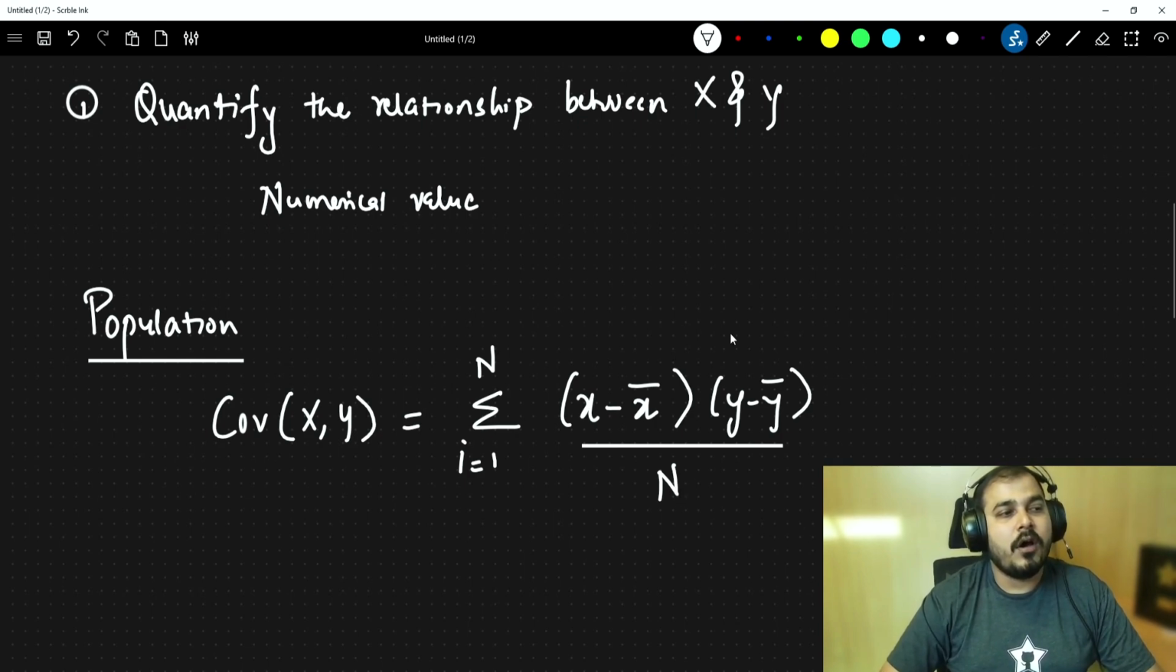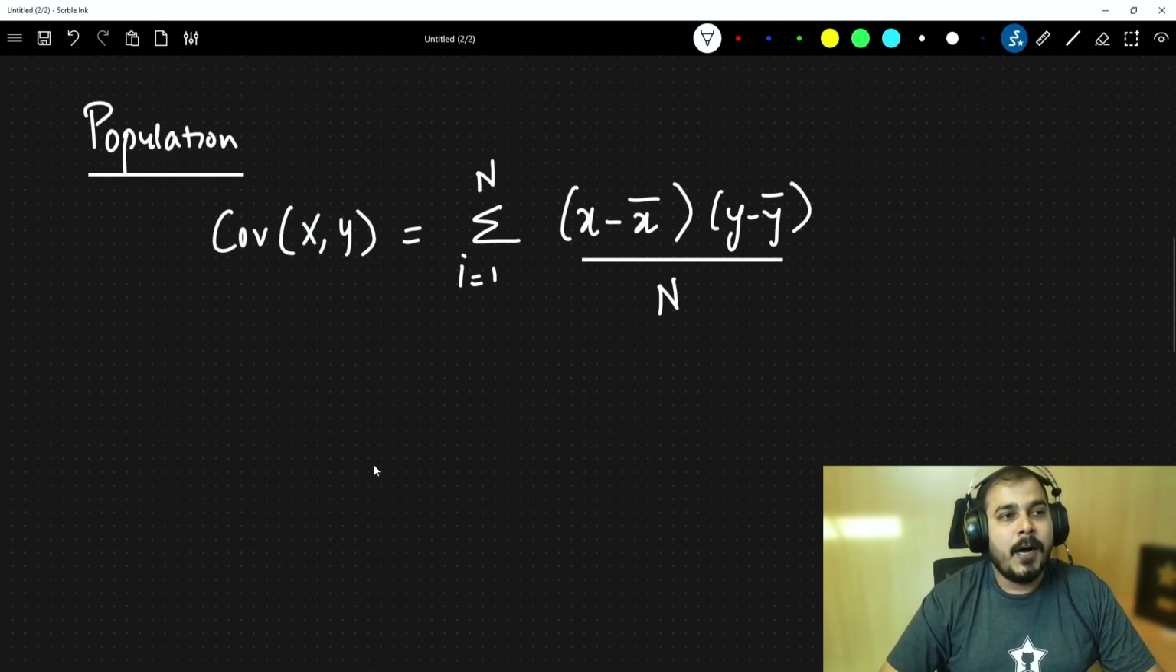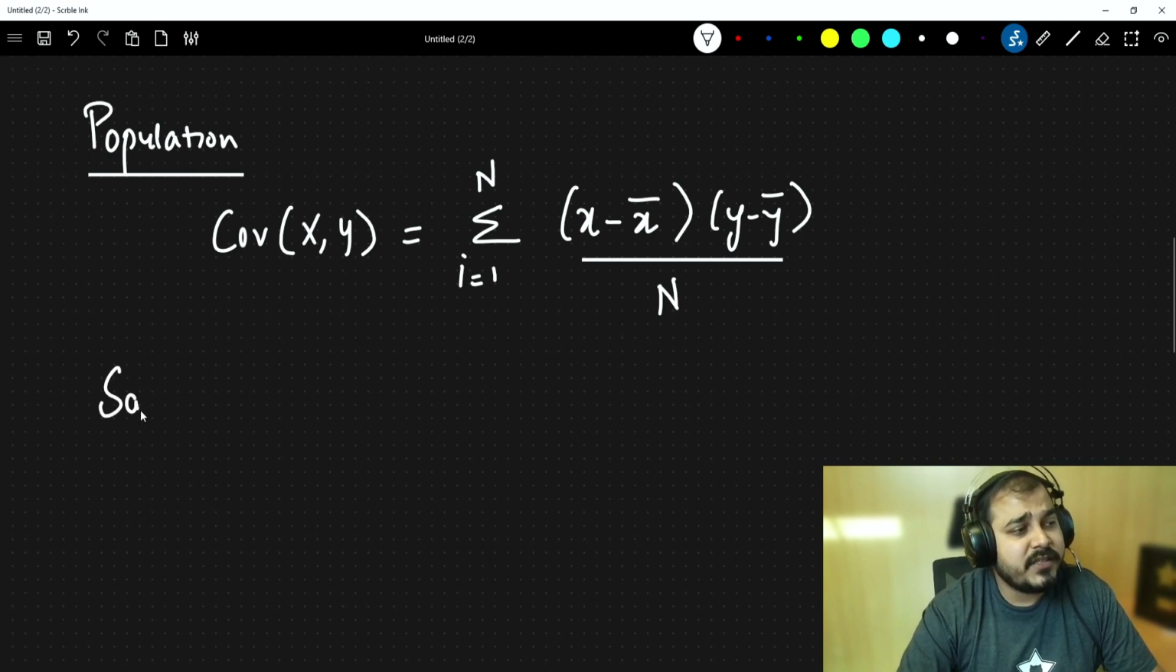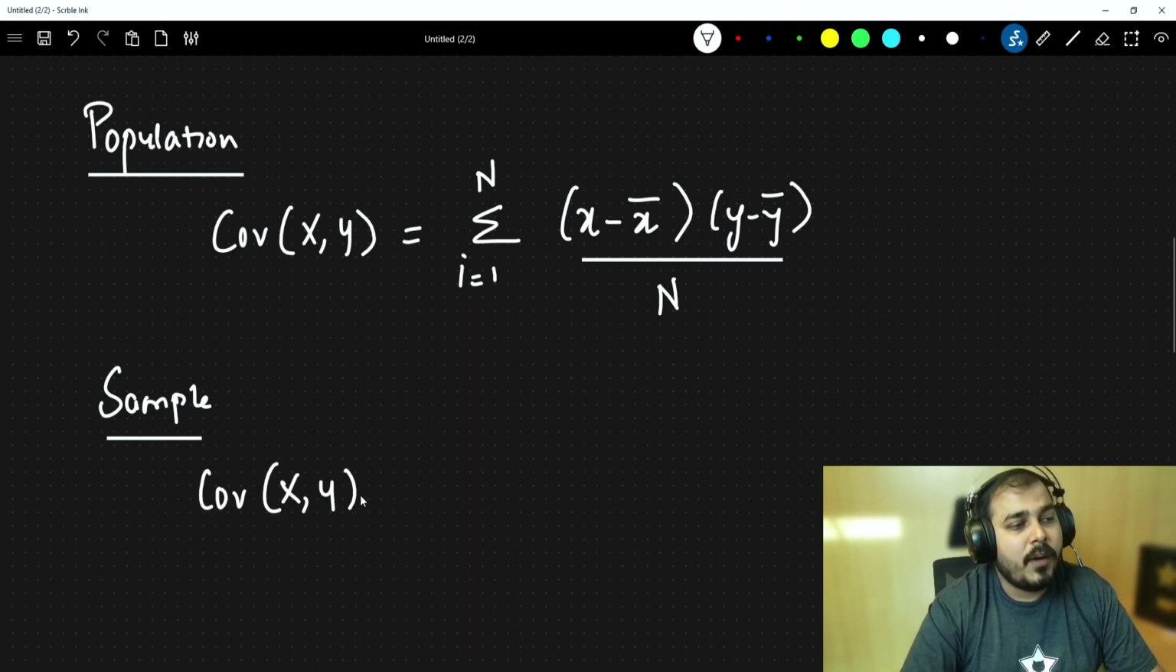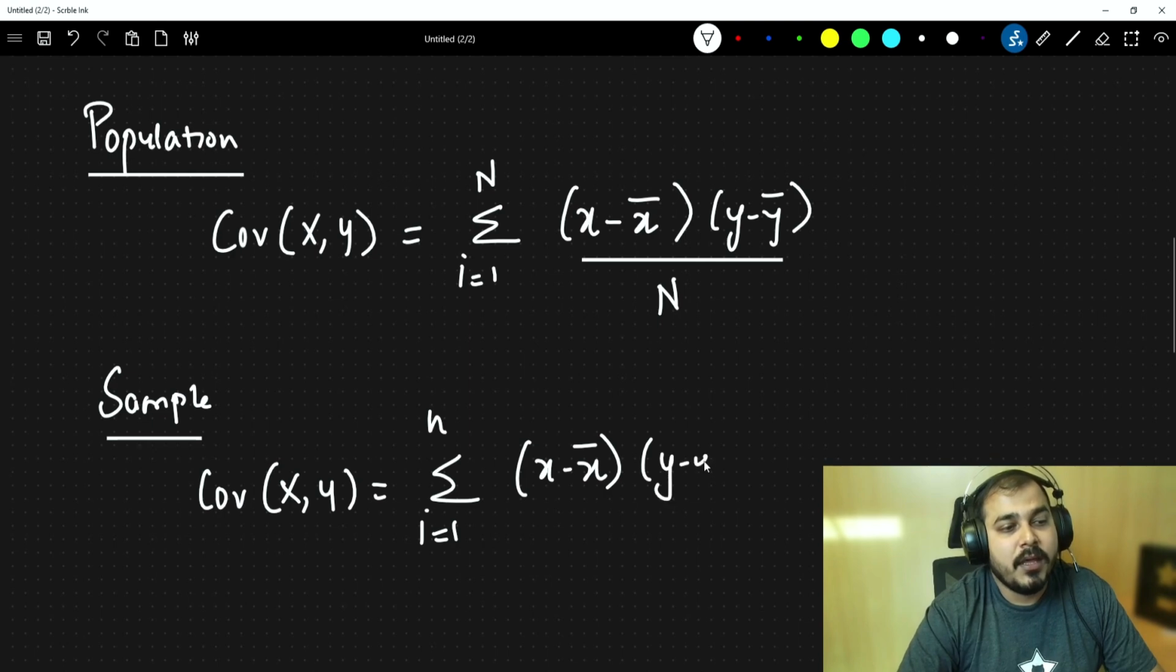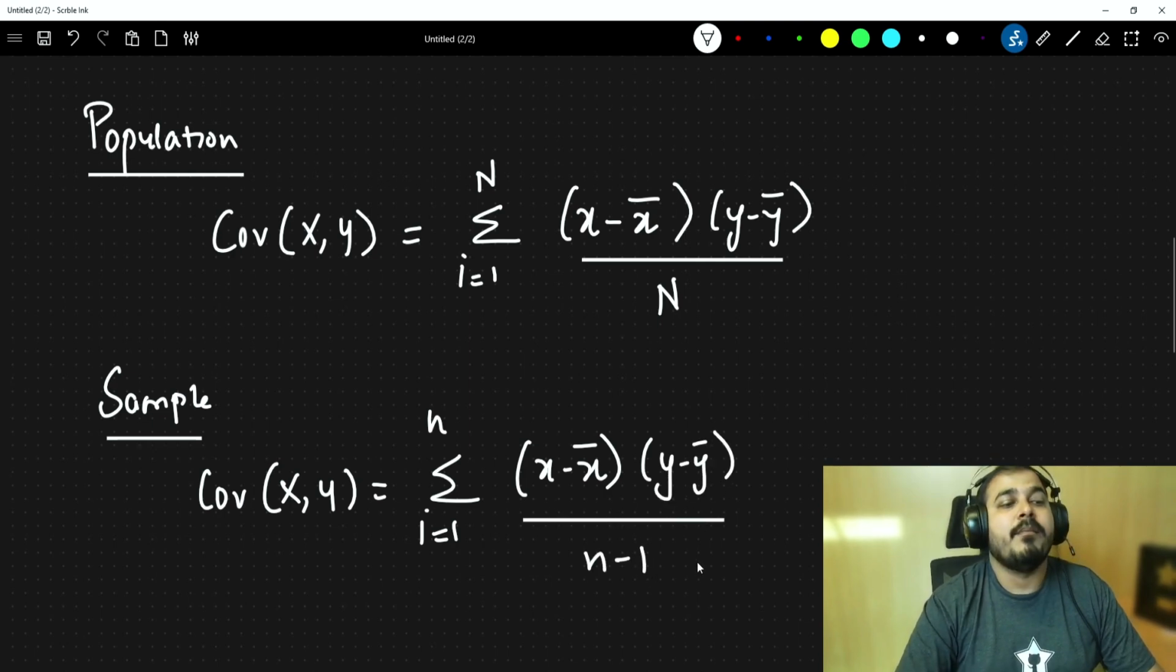So this is the formula of covariance. In order to find out the covariance between x and y in a population data, I will basically be using this. Similarly, in the case of sample, if I really want to write covariance of x comma y, here I can basically write summation of i equal to 1 to small n, (x minus x bar) times (y minus y bar), divided by small n minus 1.